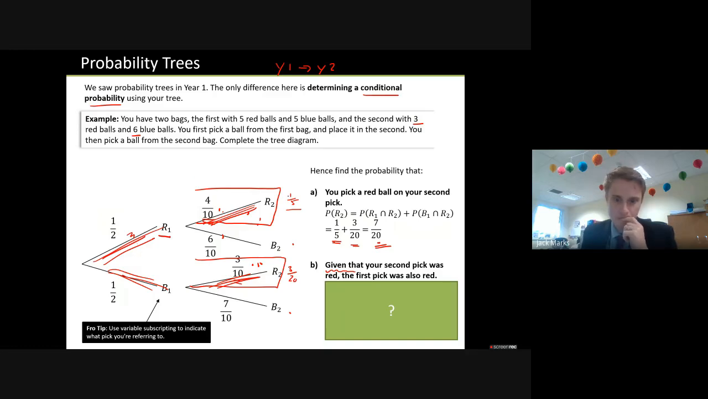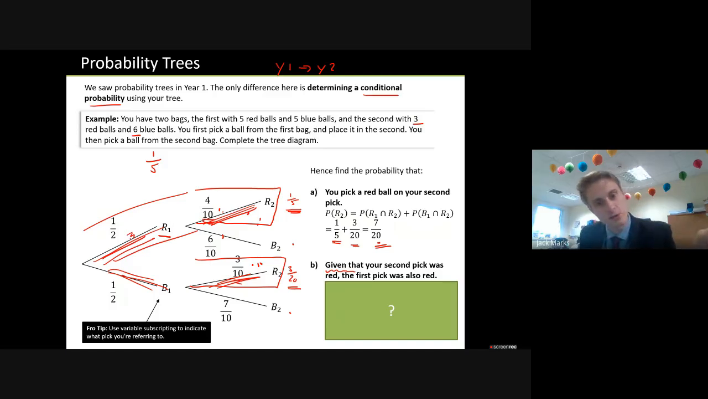Well, your whole world, if you like, has been shrunk down to this 1/5 and this 3/20. So which one describes where the first pick is also red? Well, it's this path, isn't it? It's this path out of the 2. And that path was described by 1/5.